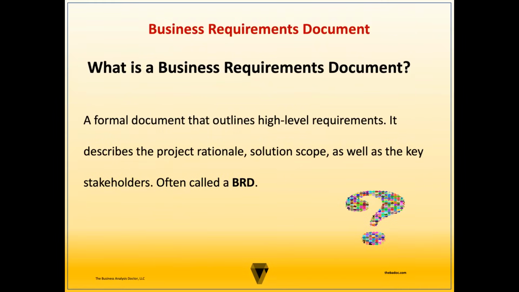So what is a business requirements document? This is a formal document that outlines high-level requirements, including business and stakeholder requirements. It describes the project rationale, the scope of the project, as well as the key stakeholders. The business requirements document is often referred to as the BRD.